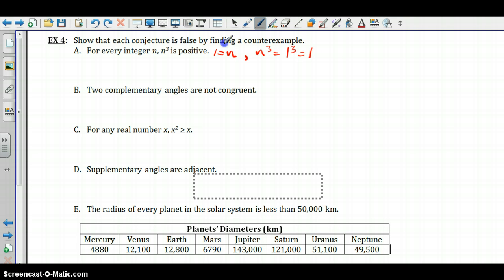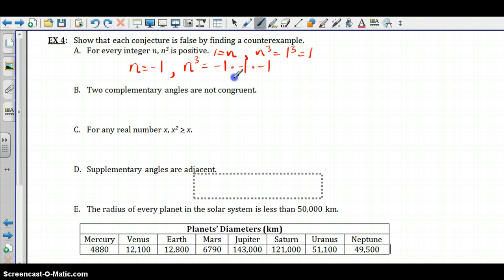That's positive. Well, since we're talking about positive, a counterexample would be an integer n that would result in a negative number when taken to the third power. Well, that means I should probably try an integer that is negative. If I said n is -1, let's try that. N to the third would be -1 times -1 times -1.